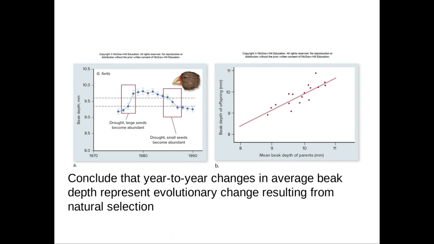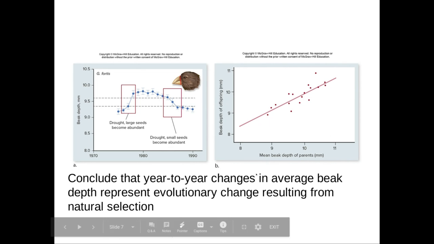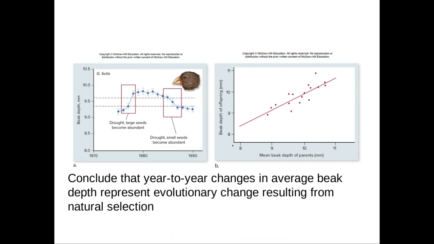Again, it's all because the environment changes. And you could just plot this to show that there is a nice standard relationship here. Mean beak depth of parents on the x-axis, beak depth of offspring on the y-axis, and you see that as the beak size of the birds making the babies increases, so too does the beak size of their offspring. So this shows us that beak size is inheritable, and it's something that can be selected upon by the environment.